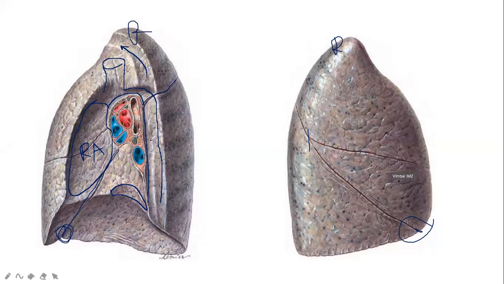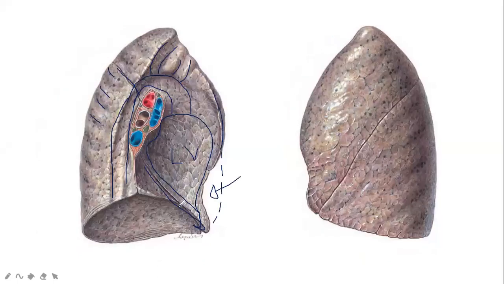So you see, the azygous vein ascending, draining into the posterior part of the superior vena cava. That's how simple these things are. So that's the difference between these two lungs.